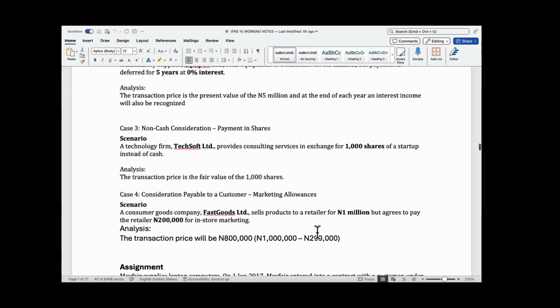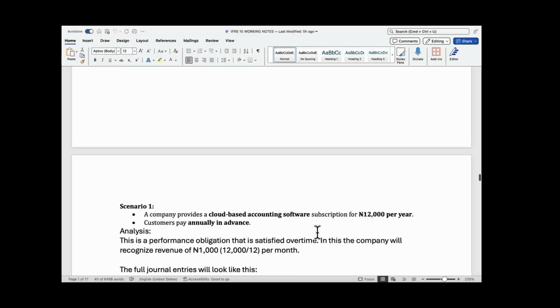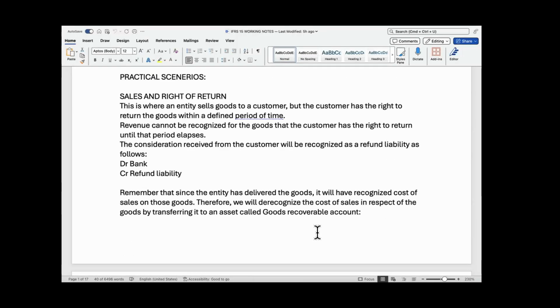Now, we then move to some practical scenarios. Open your eyes to areas of specific guidance from IFRS 15. And these areas, from what I've seen so far, are what ICAN mostly tests. When they want to test calculations, it is this area they will come to. Of course, from this area, they can incorporate step 1 to step 5 also, because you need to apply step 1 to step 5 into these scenarios.